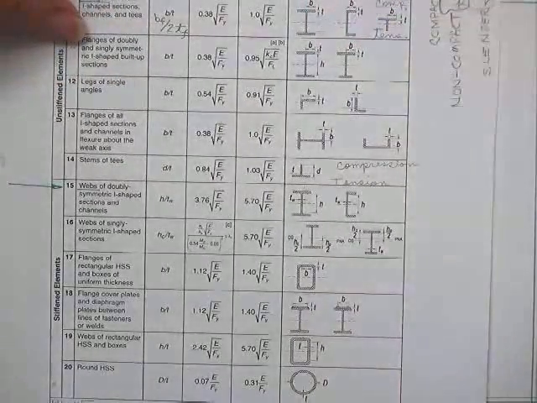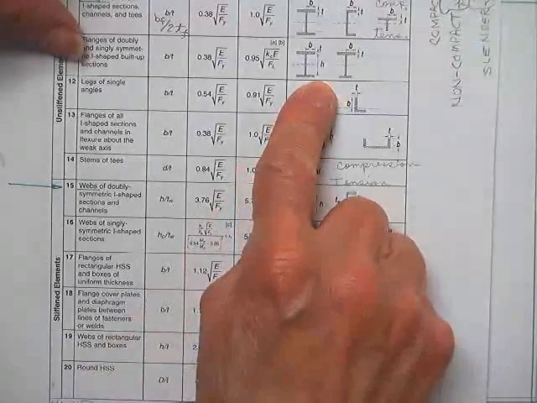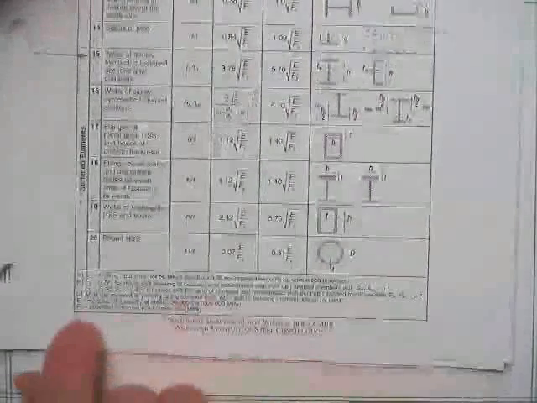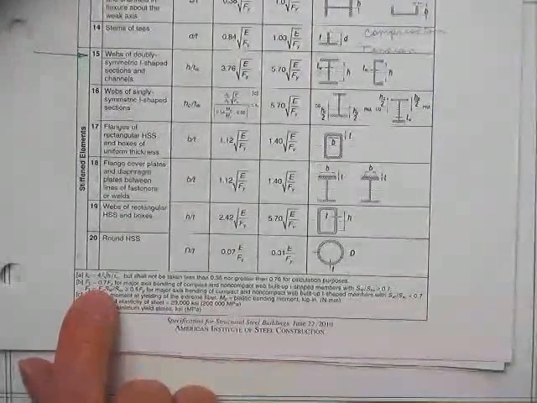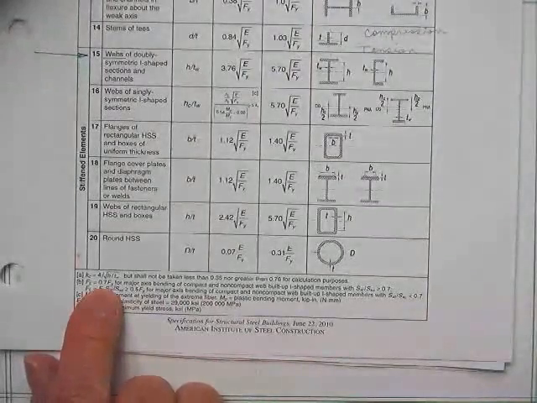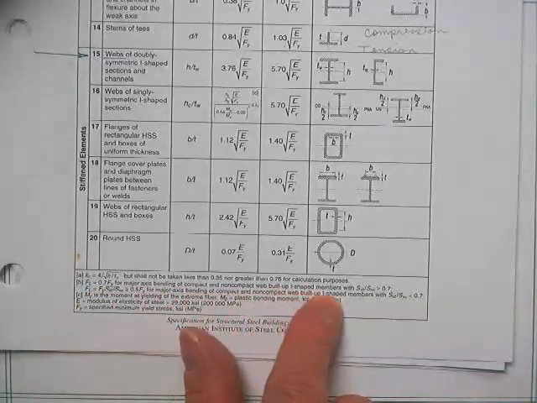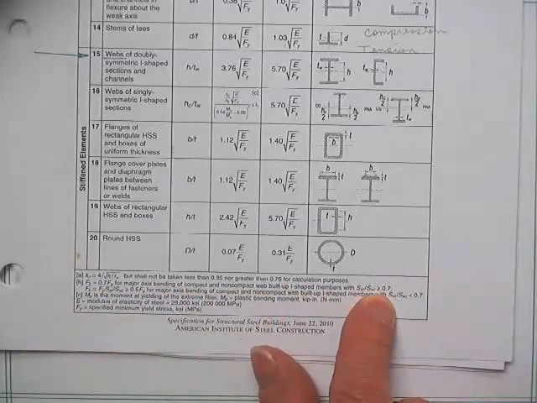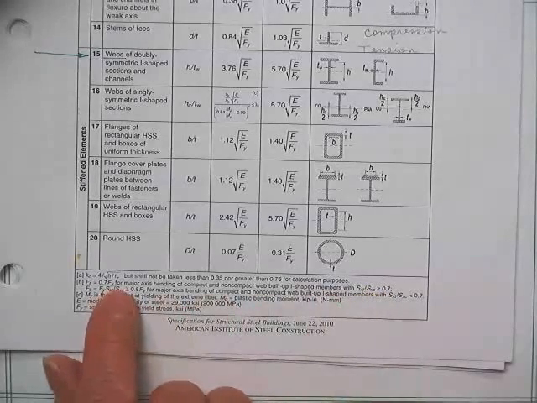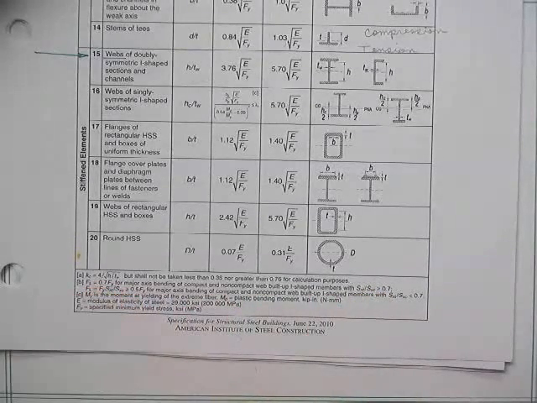Doubly and singly symmetric, these are built up, so these are welded. F sub L. So he tells you what F sub L is. It's 0.75 F sub Y for major bending of a compact and a non-compact shape, built-up members where this restriction is in effect. And all you got to do is take F sub Y times 0.7.